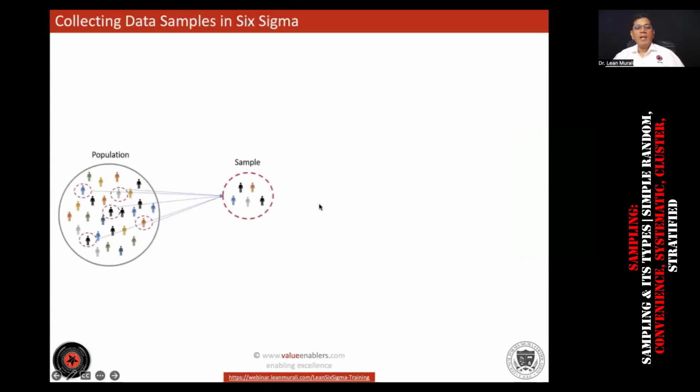Now, collecting data: population and sample. Population is huge. We cannot measure the whole population to find out some detail, so we need to take a sample and infer. Like even to see whether food is cooked or not, we take a sample from the cooked food and see whether it is properly baked or not.